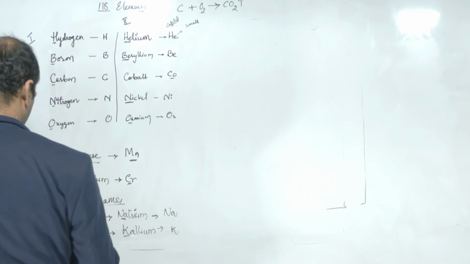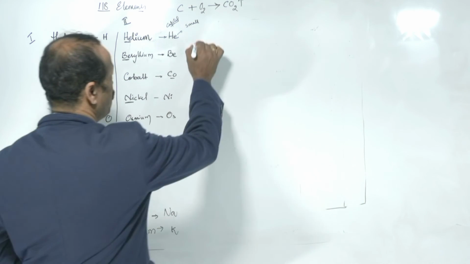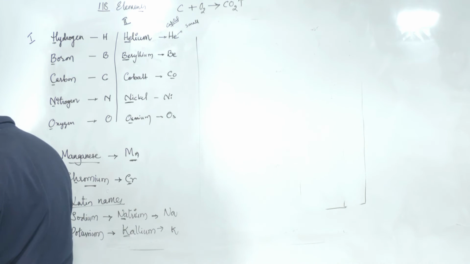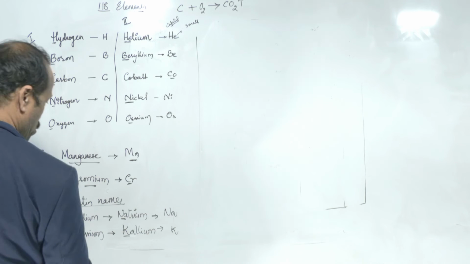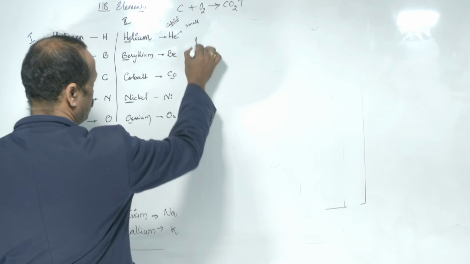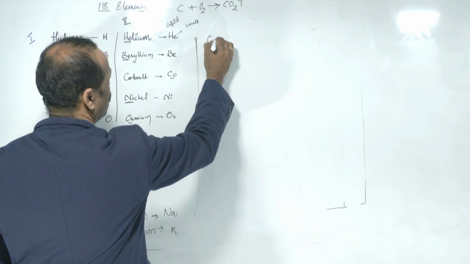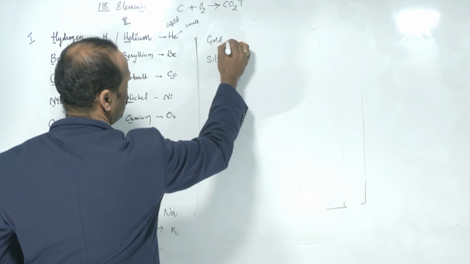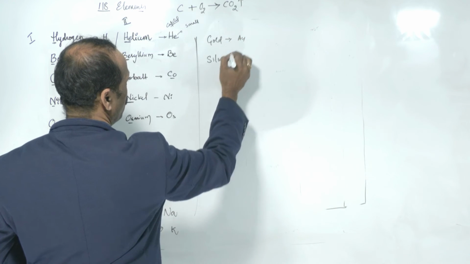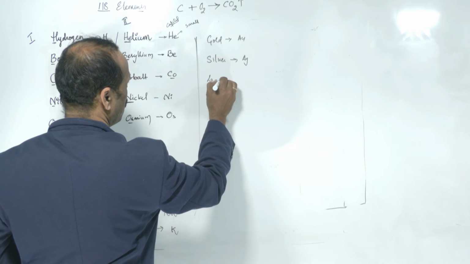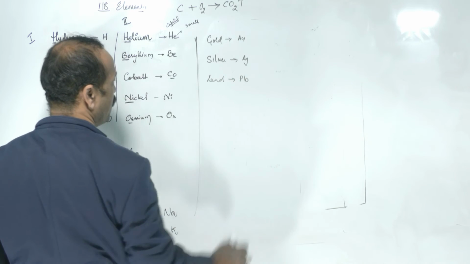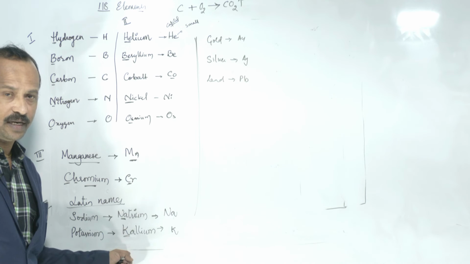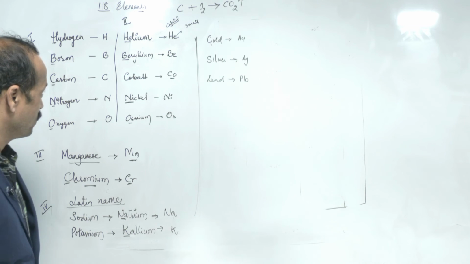So the fourth method is what? Based on the Latin name. Many examples we can give, like gold, sodium, potassium, silver. Silver is Ag, gold is Au, and lead is called Pb, plumbum. Like this, many metals and many elements are named based on their Latin names. So this is the fourth method.